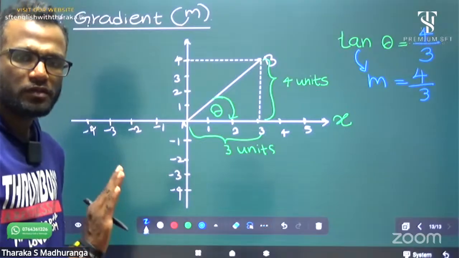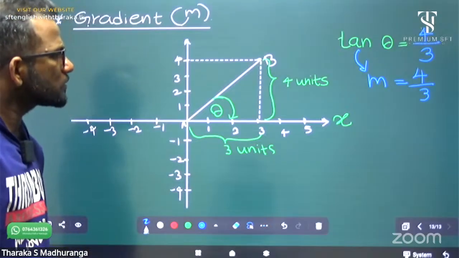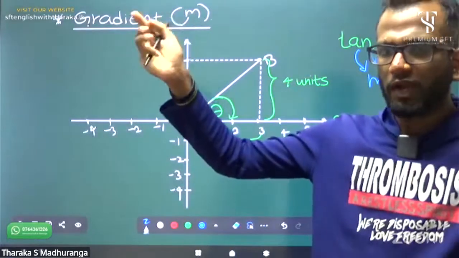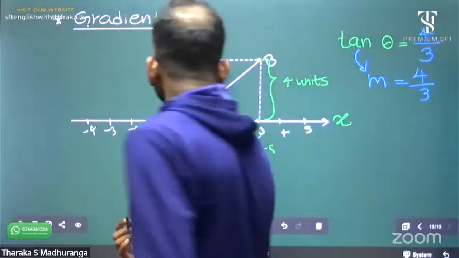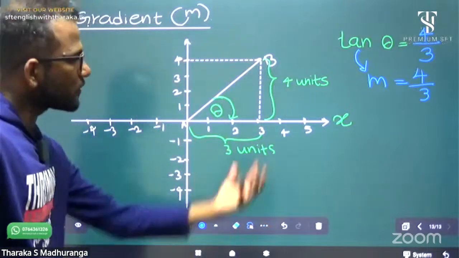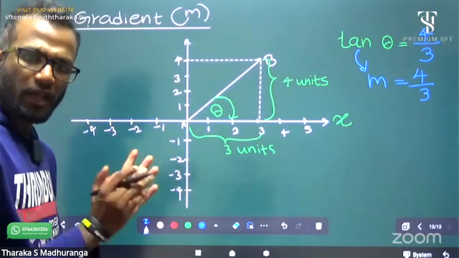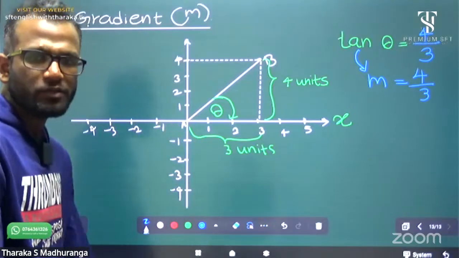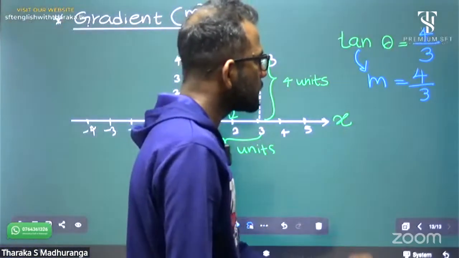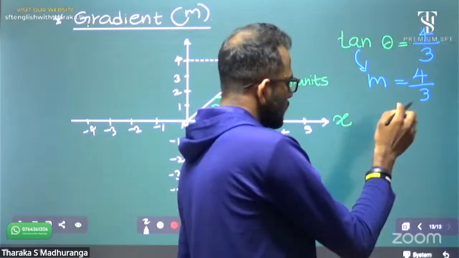Now, when we calculate the gradient, what's the method we have to use? We have to draw a straight line on a Cartesian plane, and get the gradient by using trigonometry, tan of the angle. Now it is a little bit tough, an advanced process, very difficult to calculate. Therefore, for the gradient also, I will give you a short method. Very easily you can get the gradient.